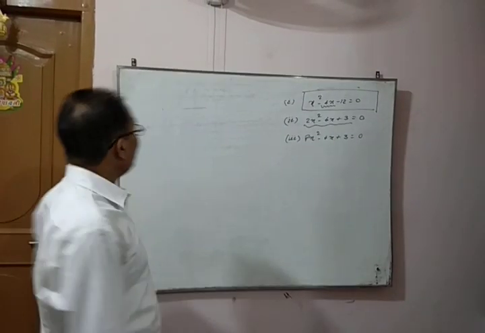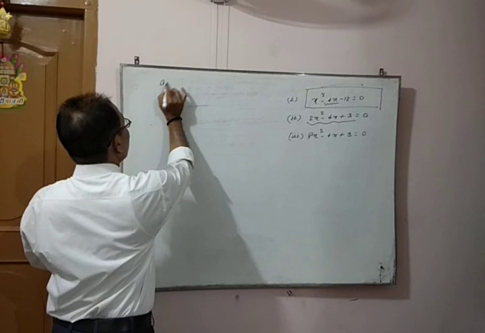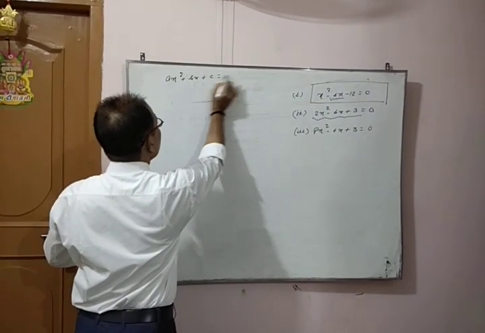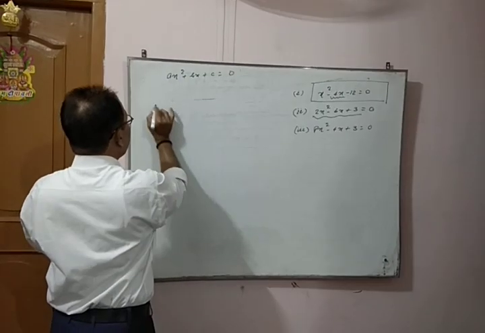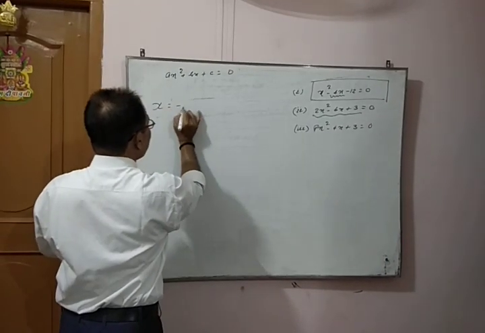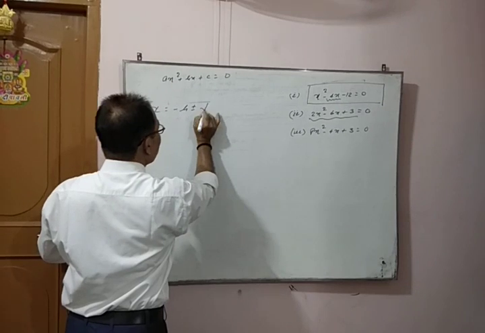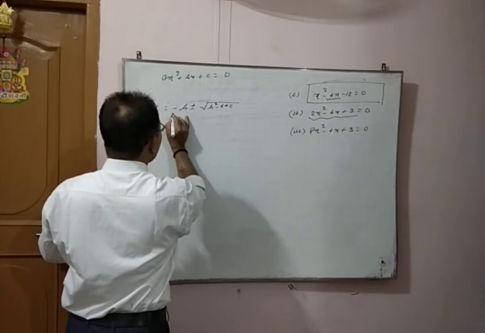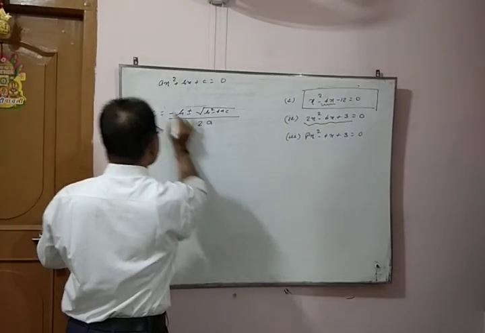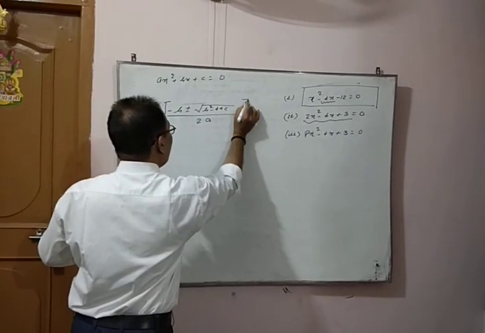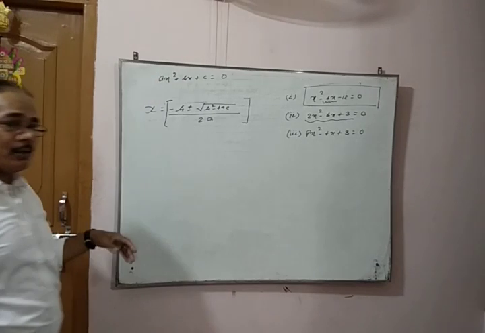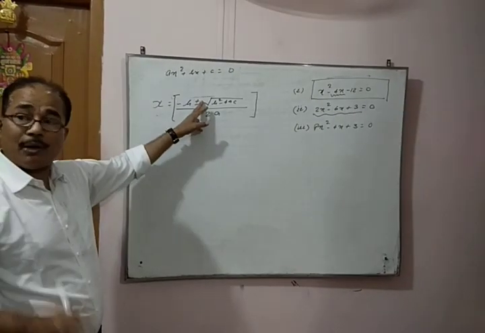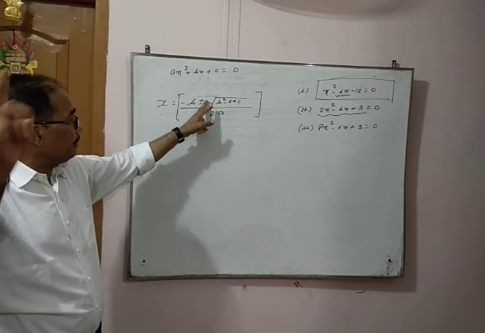Using the formula means, suppose that this is the general equation, ax square plus bx plus c equal to 0, then x equal to minus b plus minus root under b square minus 4ac, whole divided by 2a. This is the formula to find the roots of the equation, or to find the value of the variable numbers, which has already been discussed in the previous classes.